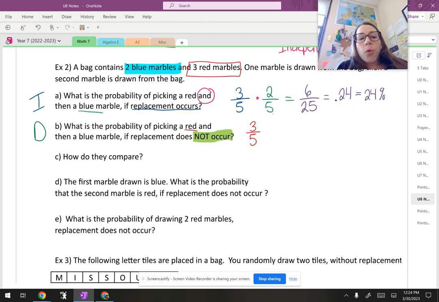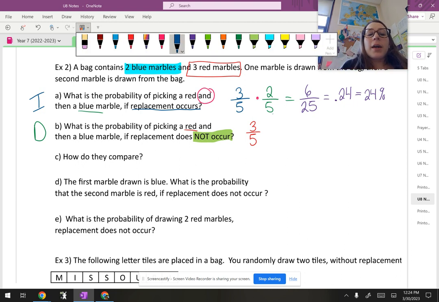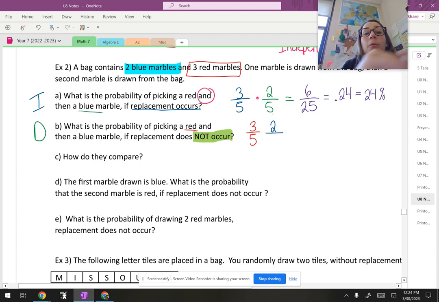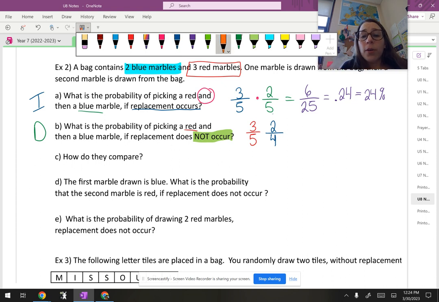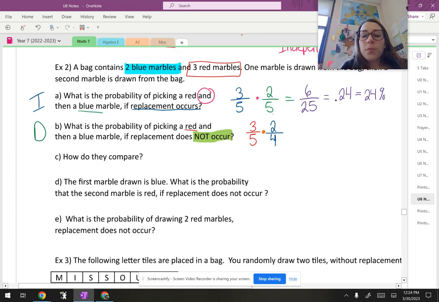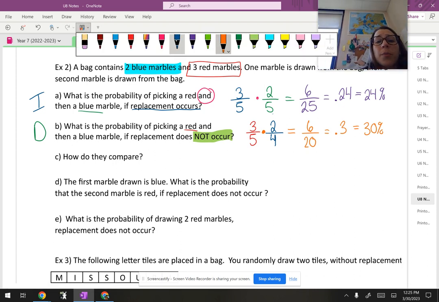Keeping that in mind, what is the probability of me going into the bag and picking out a blue marble? Well, 2 of the marbles are blue out of how many total? And this is where it changes. It's no longer out of 5 total. It's out of 4 total because we did not replace the first marble. So 3 times 2, 5 times 4, 6 over 20, which is actually 3/10 or 30%.